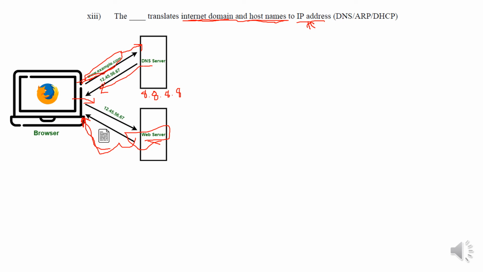So this is actually happening inside when we type google.com and press enter. This whole thing happens inside. So this DNS actually does this internet domain name or host name to IP conversion.